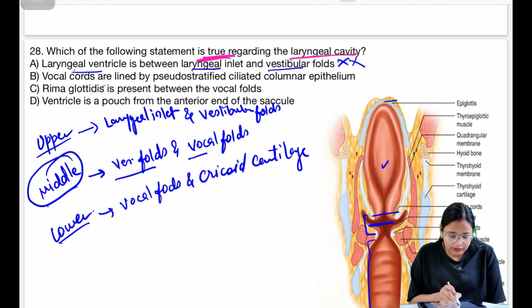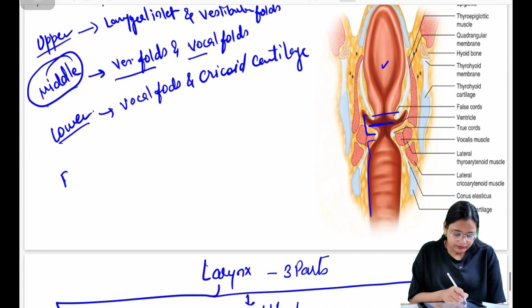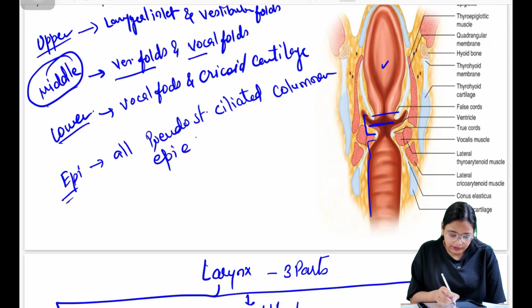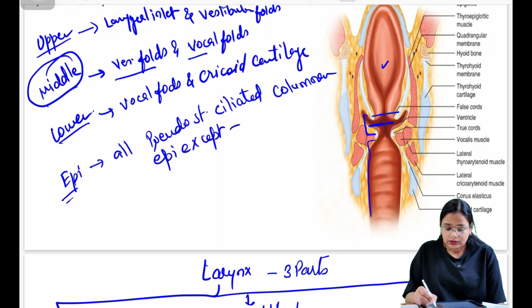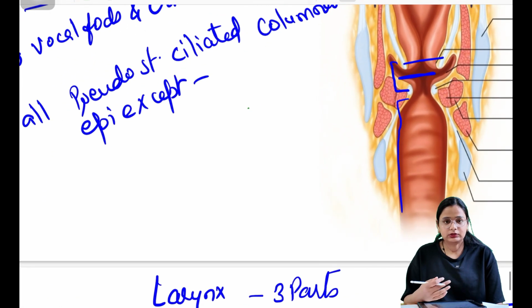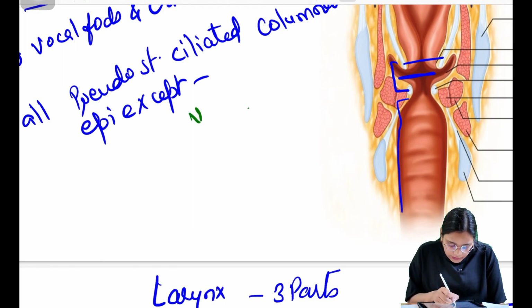Vocal folds are lined by pseudo-stratified ciliated columnar epithelium? No. Okay, for the epithelium of larynx, you need to remember, all parts of larynx are lined by pseudo-stratified ciliated columnar epithelium, except three places where we need an epithelium which is more sustainable, which can resist more injuries, like vocal folds. It is not having this type of epithelium.